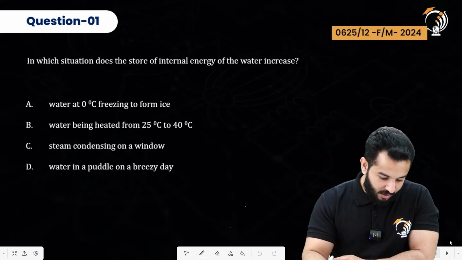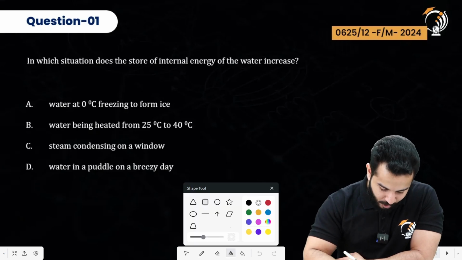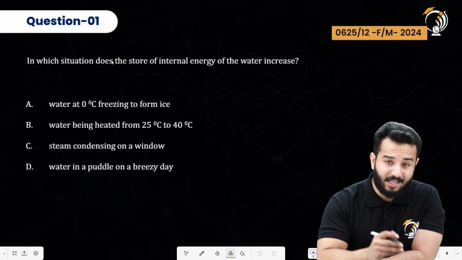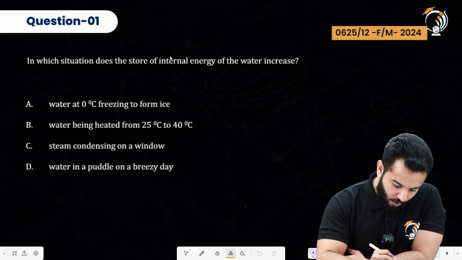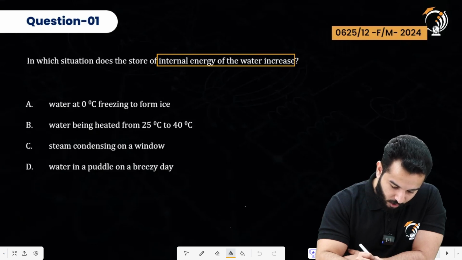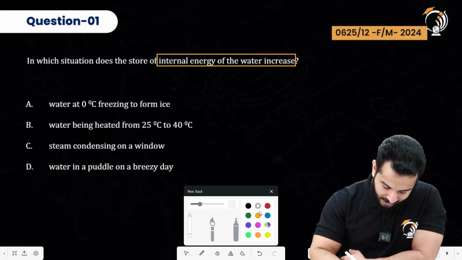In which situation does the store of internal energy of the water increase? So it's quite easy. What do you mean by internal energy? We know that internal energy is the sum of energy of all the molecules of that matter, right? So if they are saying that internal energy of the water increases, it means that the temperature must increase.